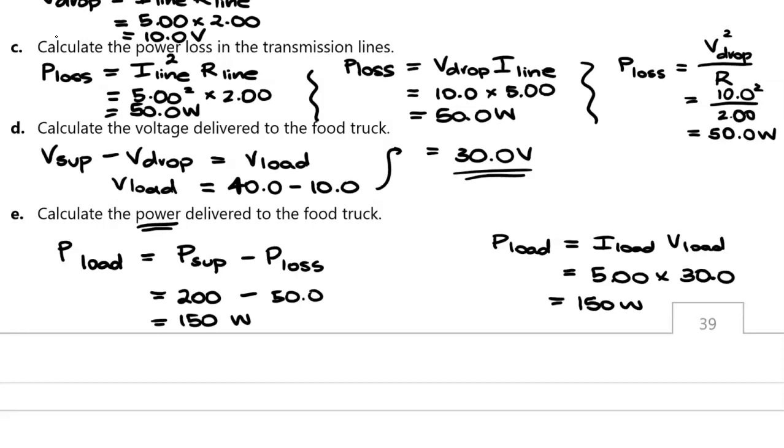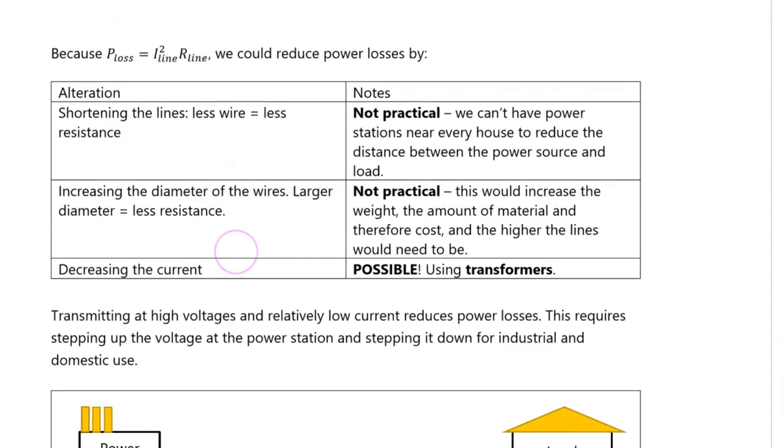So 25% power loss or a 25% voltage loss is pretty crummy. So we need ways to not lose as much power. Imagine if your electricity bill, whenever it came in, you were wasting 25% of it just getting it to your house. Because they would still charge you on what they supplied you, not what you eventually got. Because P loss equals I squared line times R line, we can actually reduce the power losses by.